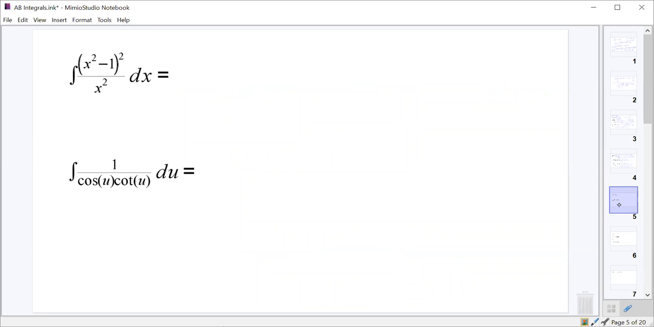So, what do you think we should do with all of this nonsense inside of there? Simplify it. All right, how can we simplify it? Expanding out the x squared minus 1 squared, you mean? Yeah. Okay, so x squared minus 1 squared is x to the 4th minus 2x squared plus 1 all over x squared dx.